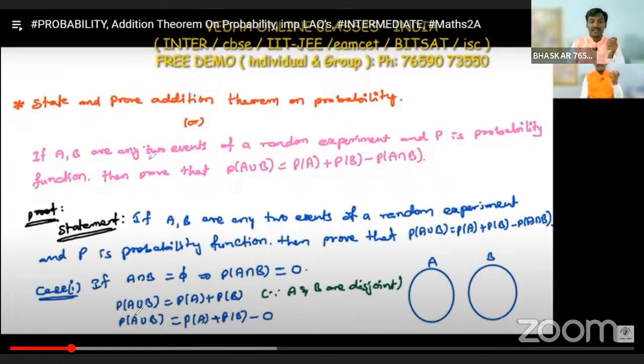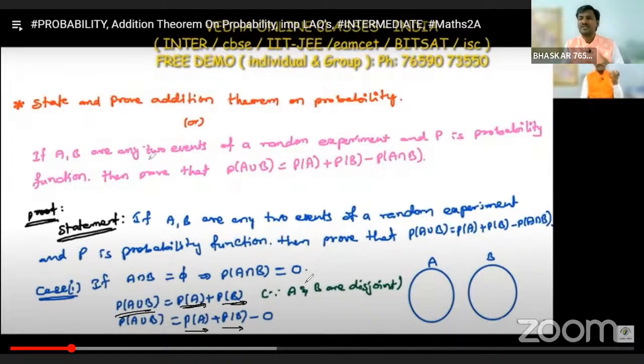Now, probability of A union B. I want the total probability. Total probability means A and B are completely disjoint. Disjoint means probability of A union B is equal to probability of A plus probability of B only. I am writing it again: probability of A plus probability of B minus 0. Can we write 0? We can add 0, we can subtract 0.